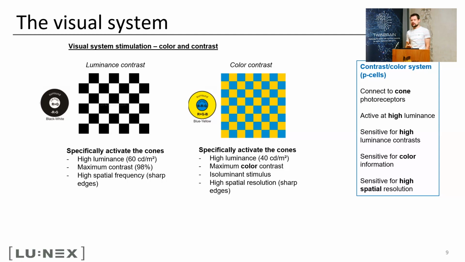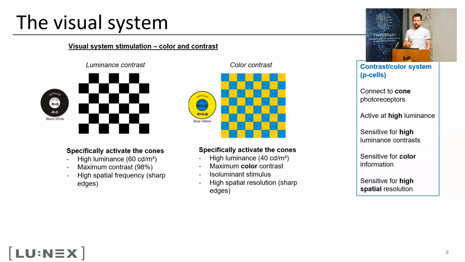And on the other side, we are minimizing the contribution of the M cells, because there is no motion in the stimulus. The luminance is very high. We do not have low spatial frequencies, so we have an activation of the P cells while minimizing the contribution of the M cells. We can do the same for the color system.